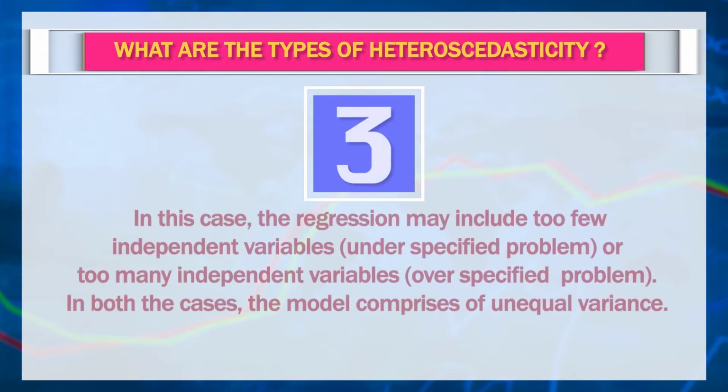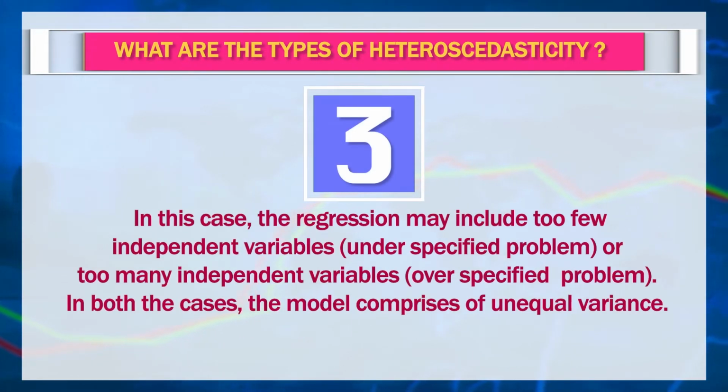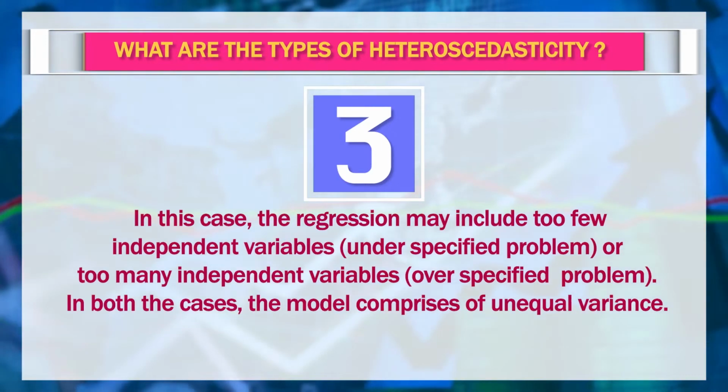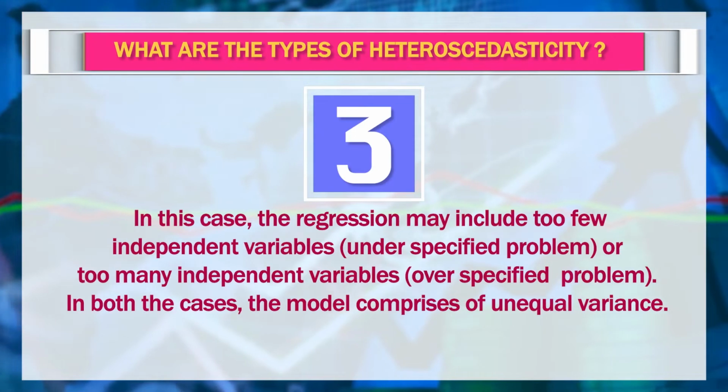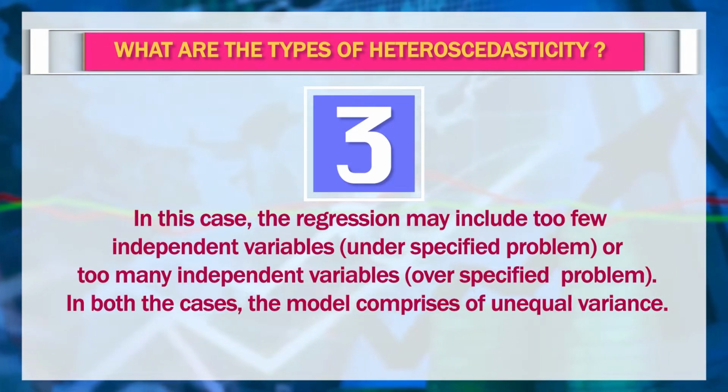Whatever the problem, it is more pronounced in a multiple regression model where independent variables are too many, and so there is a specification problem, or there is a non-specification problem, and accordingly two types of heteroscedasticity can take place. One is pure versus impure. This basically boils down to the problem of representation.